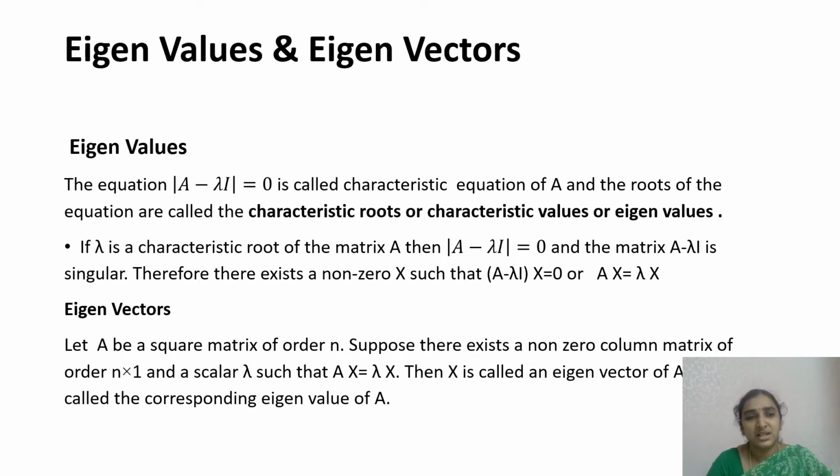Eigenvectors. Let A be a square matrix of order n. Suppose there exists a non-zero column matrix x of order n cross 1 and a scalar lambda such that Ax is equal to lambda x, then x is called the eigenvector of A and lambda is called the corresponding eigenvalue of A.